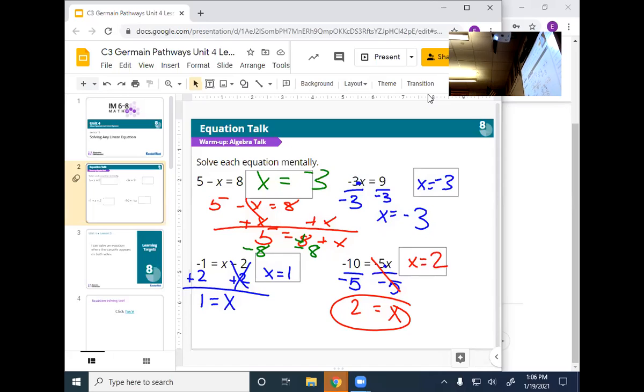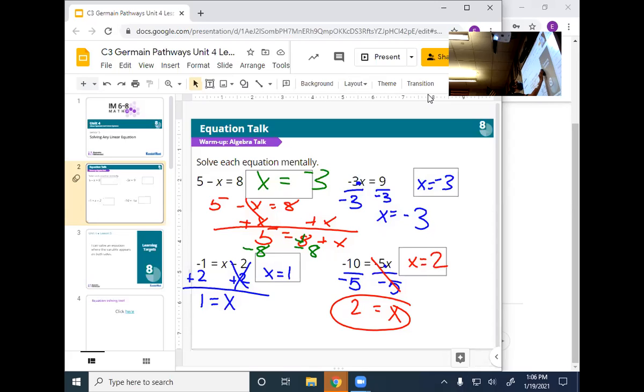And we're looking at our I-CANs for today. We have one I-CAN statement. I can solve an equation where the variable appears on both sides.